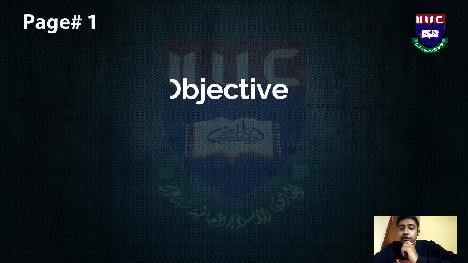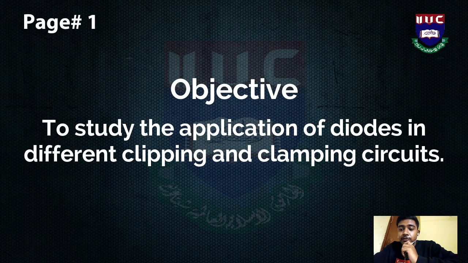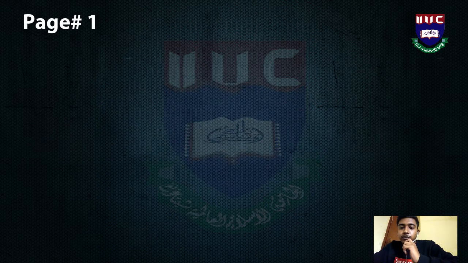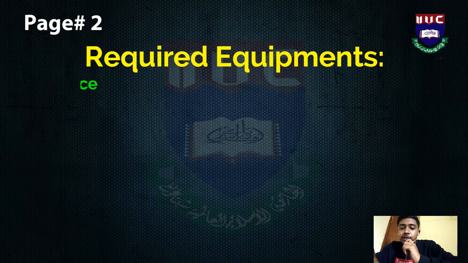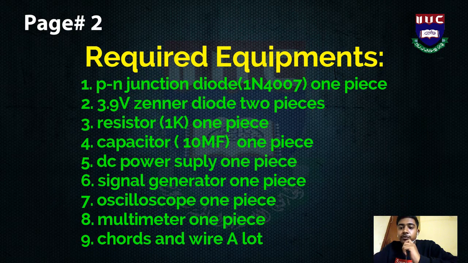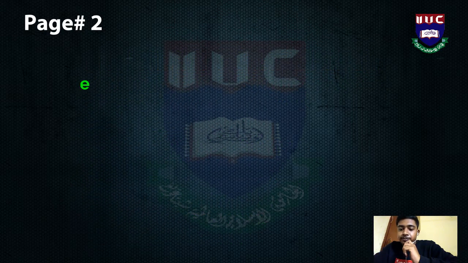So here is the objective: to study application of diode in different clipping and clamping circuits. So we need some required equipment like PN junction diode 1N4007 one piece, 3.9 volt Zener diode 2 pieces, resistor 1K 1 piece, capacitor 10 μF 1 piece, DC power supply 1 piece, signal generator, oscilloscope, multimeter 1 piece, and cords and wire a lot of.